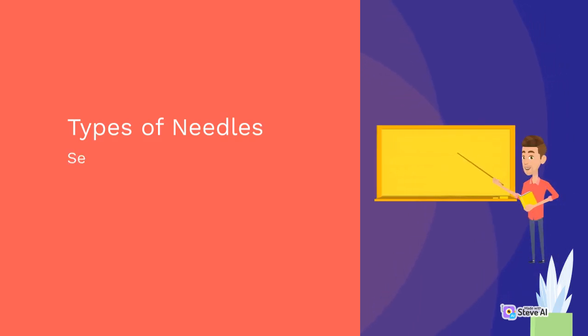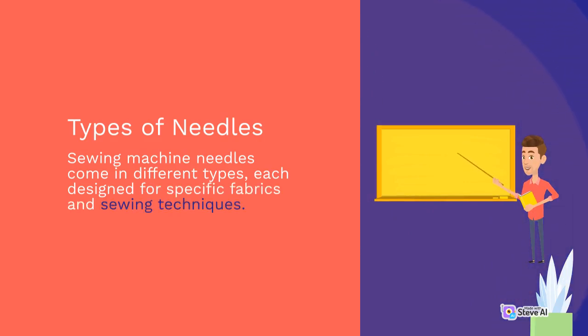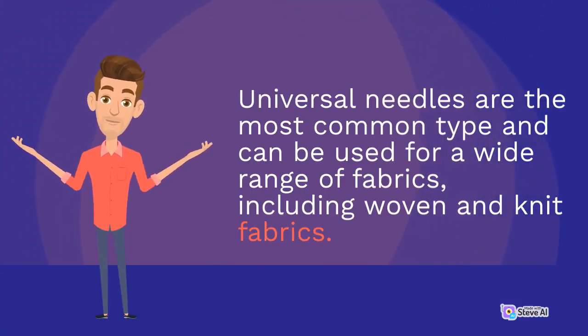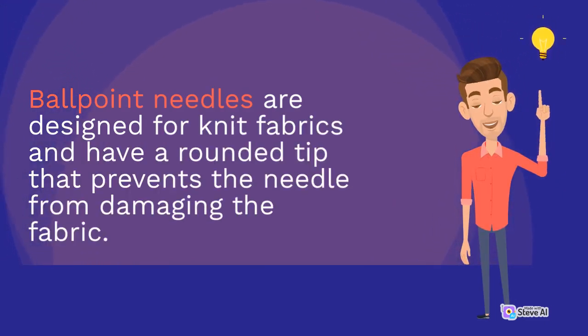Types of needles. Sewing machine needles come in different types, each designed for specific fabrics and sewing techniques. Universal needles are the most common type and can be used for a wide range of fabrics, including woven and knit fabrics. Ballpoint needles are designed for knit fabrics and have a rounded tip that prevents the needle from damaging the fabric.